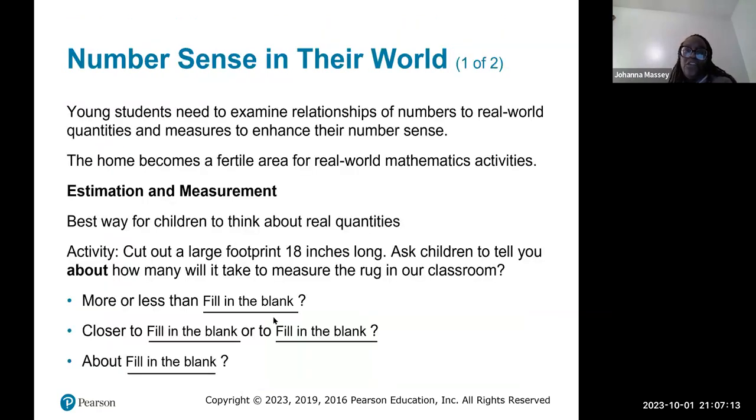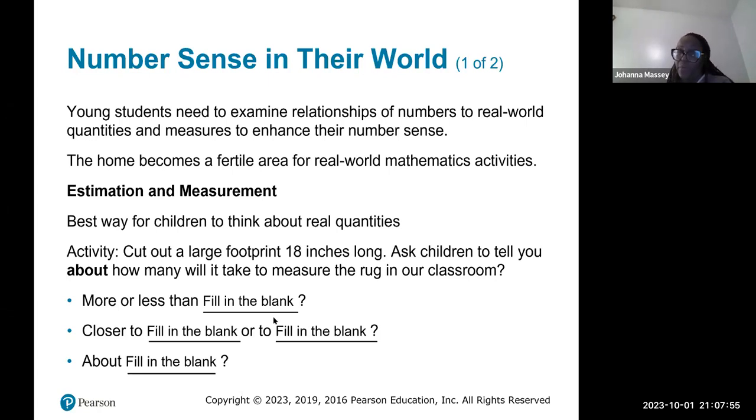Then we have number sense in their world. Young students need to examine relationships of numbers to real world quantities and measures to enhance their number sense. So there's a strategy where they want you to cut out a large footprint, 18 inches long, and ask children to tell you how many of these will cover a particular rug. And we can do the same thing. How many of these will cover our floor? I don't know, that's something we could do.